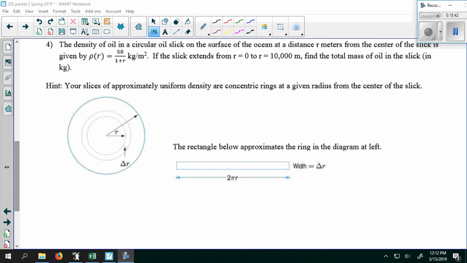The density of oil in a circular slick on the surface of the ocean at a distance r meters from the center of the slick is given by the formula rho of r is 50 over 1 plus r kilograms per square meter. So we're treating this oil slick as though it's two-dimensional. Okay, so mass is going to be area times density.